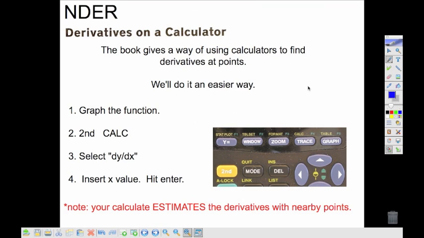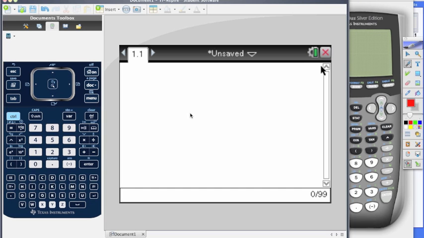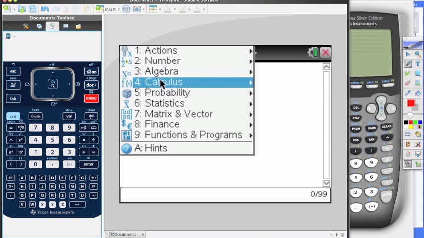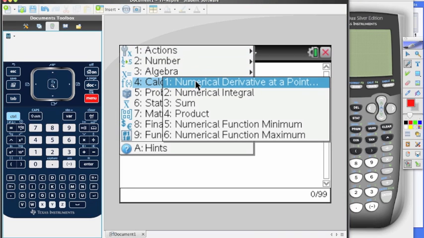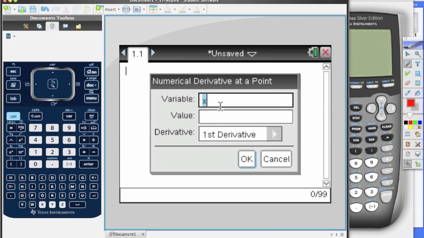Next, we're going to look at finding derivatives on a calculator. The way your book is going to ask you to do this is they're going to say use nDeriv, which is the numerical derivative. We're not really going to do it that way because there are more efficient ways to do it. To find a numerical derivative using our calculator, if we're using an Inspire, just go to Menu, you have a Calculus menu, and choose Numerical Derivative at a Point. At that point, it's going to ask you for the variable you're using.